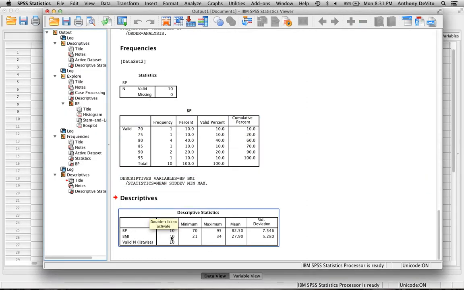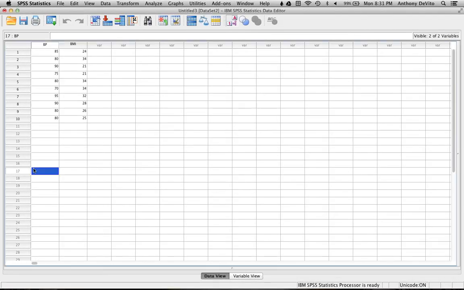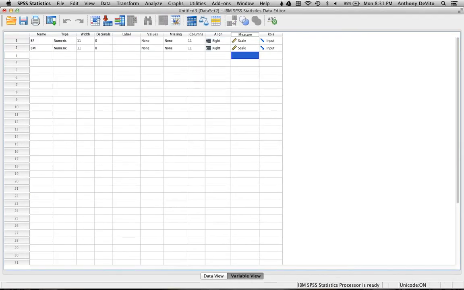It calculated descriptive statistics for BP and for BMI, blood pressure and BMI. 70, 21, and so on and so forth. I want to do that one more. I'm going to go back to variable name. I'm going to type into the label here. I'm going to type in diastolic. Forgive my spelling and my typing.